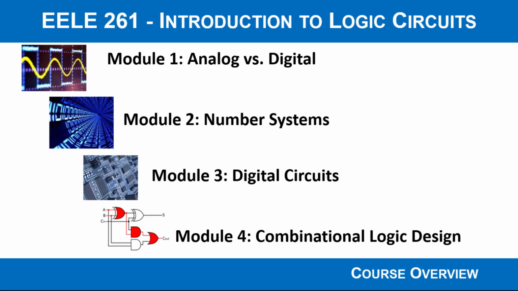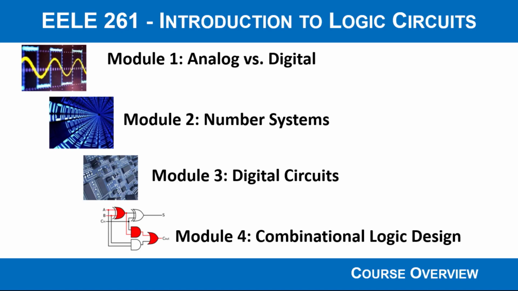So we start off with just a really short module, just to get used to this notion of what is a digital signal. And we do that by contrasting it to an analog signal, which we might be more familiar with. Then we move into number systems, and we talked about how a computer operates on ones and zeros. So in order to understand how to build circuits that manipulate ones and zeros, we need to understand how you represent information with ones and zeros.